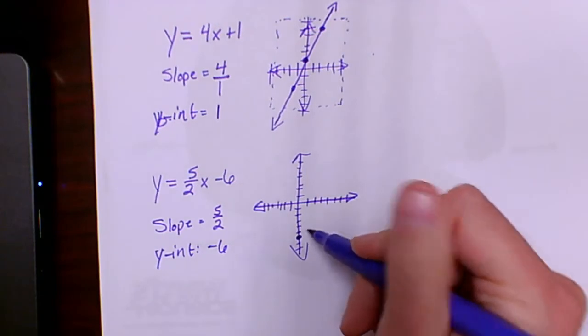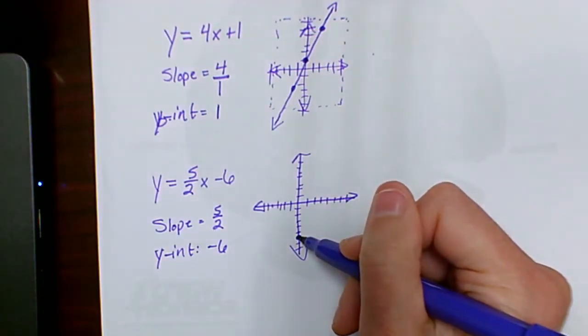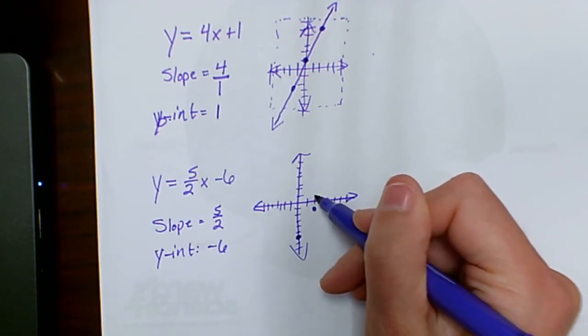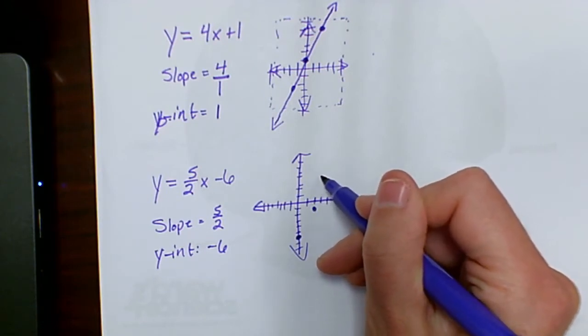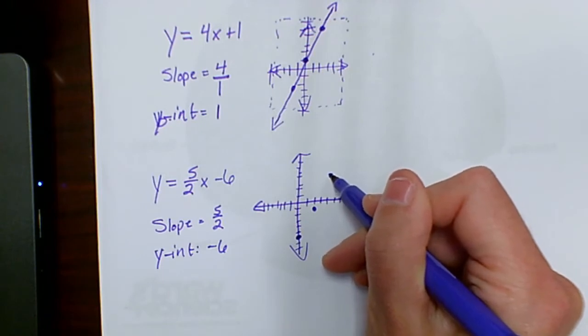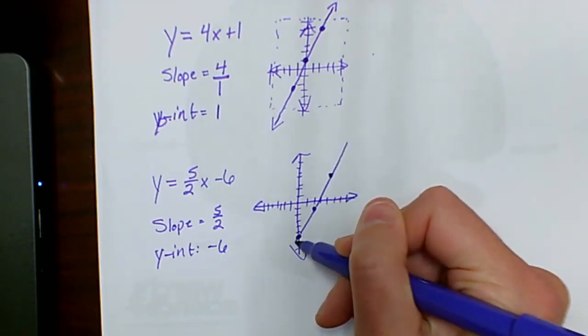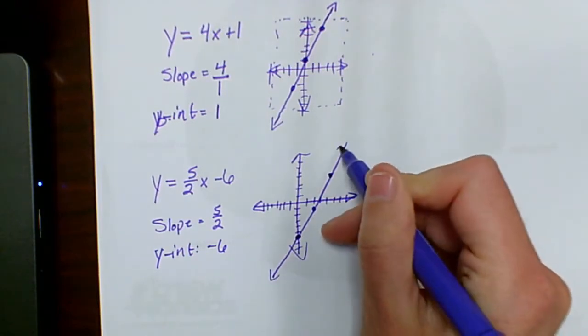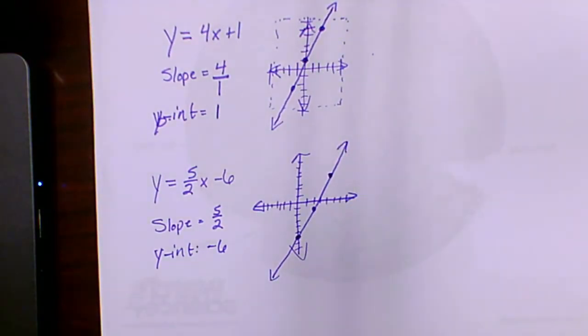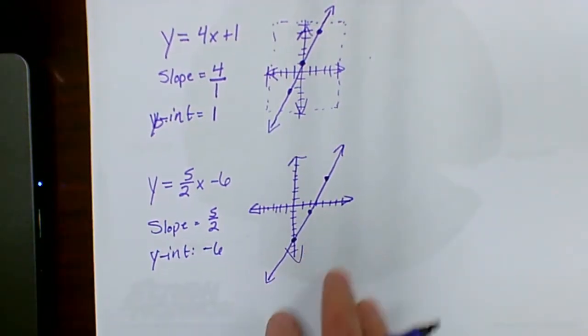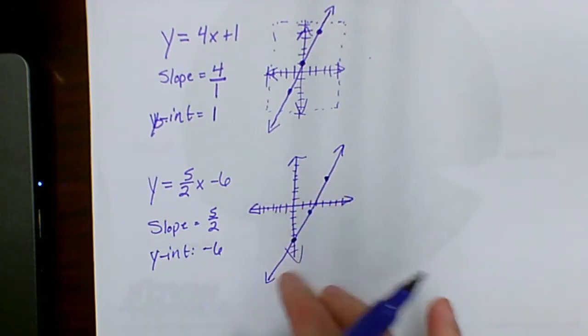So from there, we are going to execute our slope. 1, 2, 3, 4, 5 up, and over 1, 2. Make sure you have at least 3 points. And you are going to draw a straight line using your straight edge to go all the way through. And hopefully you have some graph paper you can use instead of drawing like I have.